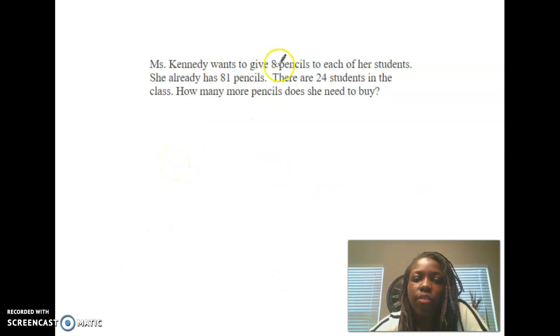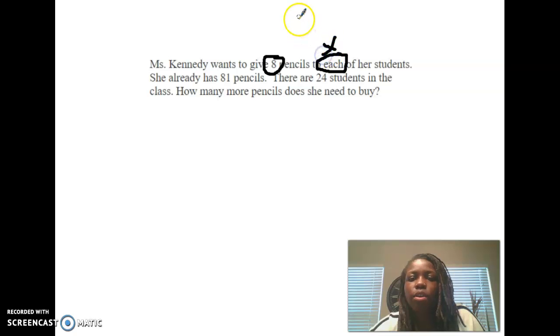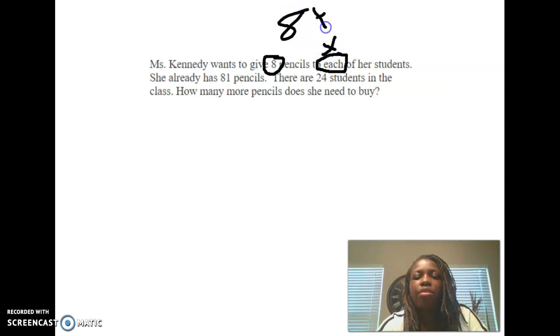Miss Kennedy wants to give 8 pencils to each of her friends. She already has 81 pencils, so I'm going to circle. I know she wants to give 8 pencils to each. What does each mean again? Each means multiply. So I know I'm timesing 8 times something to her students. So I got to figure out what her students are.